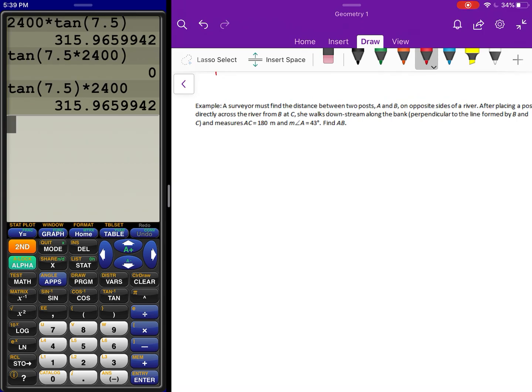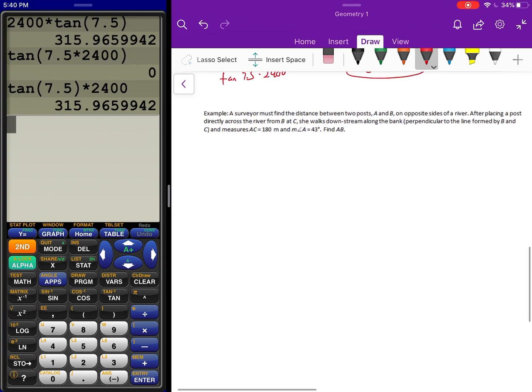And then moving down to this last one, a surveyor must find the distance between two posts, A and B, on opposite sides of a river. After placing a post directly across the river from B at C, she walks downstream along the bank, perpendicular to the line formed by B and C, and measures AC to be 180 meters and measure of angle A to be 43 degrees. Find AB.